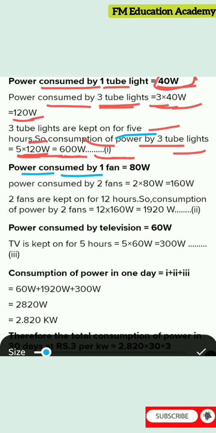Now let us find out the power consumed by the fans. First, it's given that power consumed by one fan is 80 watts. And it told us that there are 2 fans. So multiply this value of power, 80 watts, with 2.